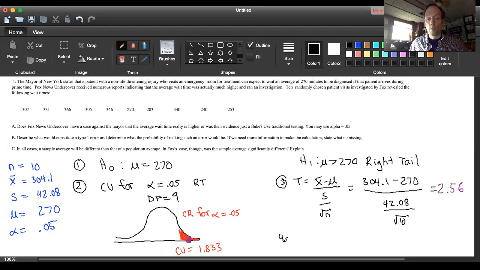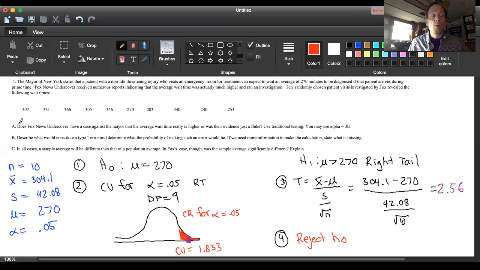So for step 4, my decision rule tells me if I have a sample statistic or test value that lands in the critical region, then I want to reject the null hypothesis. Otherwise, I want to accept it. Since I clearly landed inside of that critical region, I'm going to say that I will reject the null hypothesis. And for my summary step, which is really important to still remember to do, in one sentence, I can say it appears that the average wait time is actually higher than what the mayor has quoted.